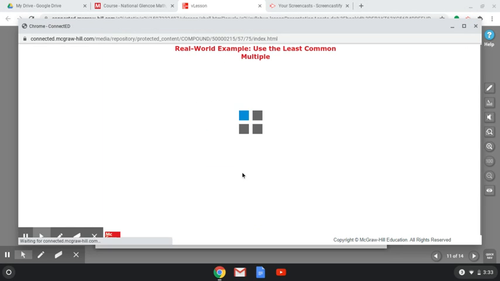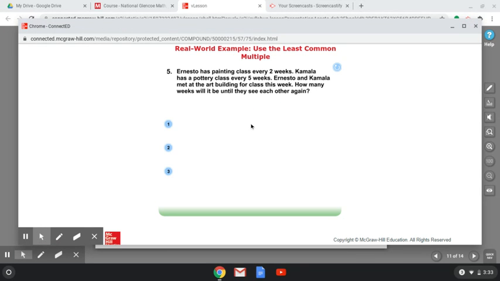So another example of this, a real world example using least common multiple. It says Ernesto has painting class every 2 weeks. Kamala has pottery classes every 5 weeks. So every 2 weeks and every 5 weeks, Ernesto and Kamala met at an art building for class this week. How many weeks will it be till they see each other again? So they're meeting at this building, and Ernesto is going to be back every 2 weeks. Kamala will be back every 5 weeks.